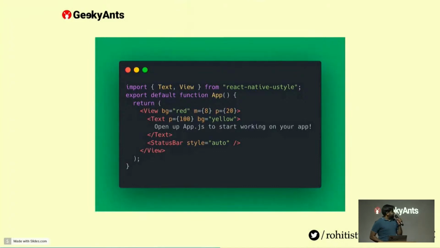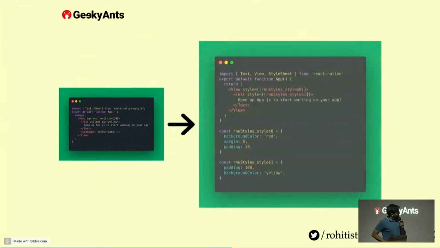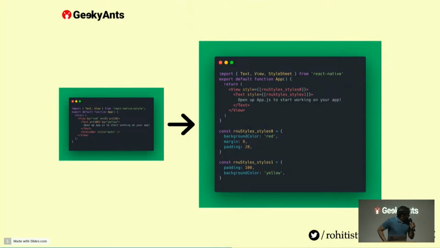So now you can just import Text and View from React Native Use Style. Don't confuse it with another component library. It's not a component library. This will be removed at compile time. So Text and View will be imported from that, and you can write bg equal to red, m equal to 8, p equal to 20, and all of these aliases which I'm talking about are configurable. So at compile time, this code will convert into something like this. I hope you can see. React Native RNU styles underscore styles 0. That's something that you used to write previously. Now this library will take care of that.